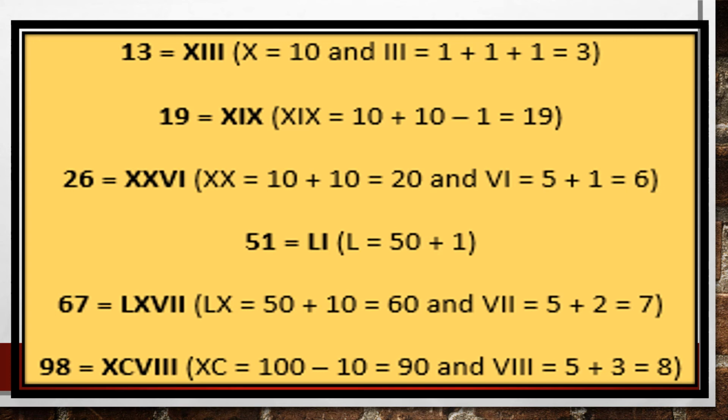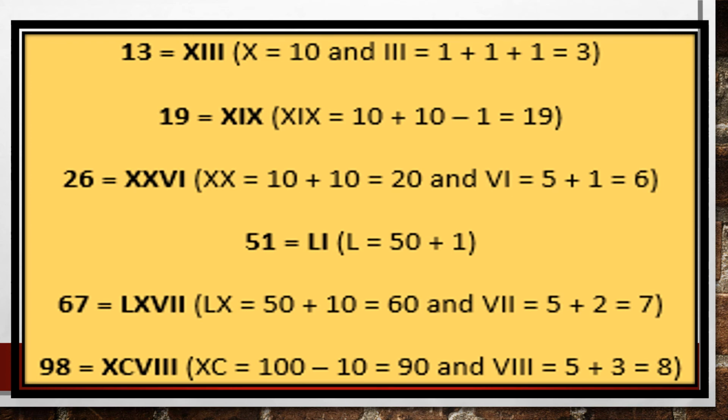Or the other way is that a smaller numeral between two greater numbers gets subtracted from the numeral on its right. Now you can see here X and X, in between an I is there, that is a smaller one. So X and X means 10 plus 10, that is 20. And I is in between, so that you will subtract. So 20 minus 1 is 19.